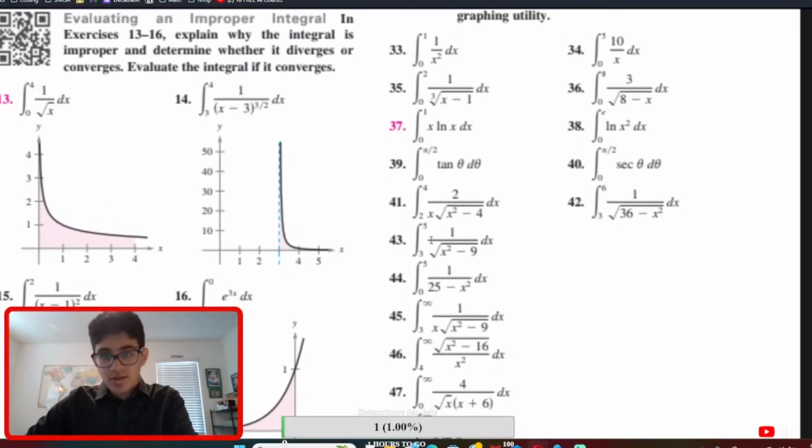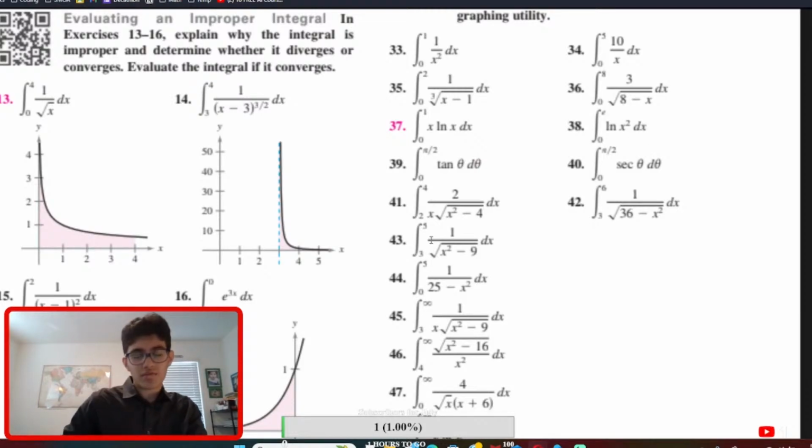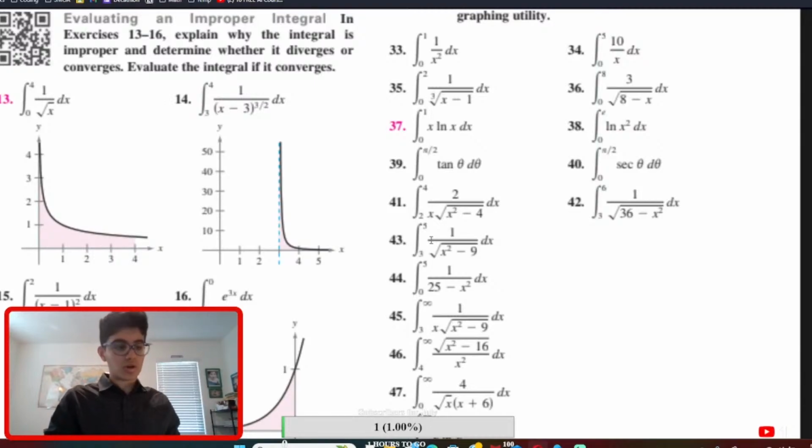1 over x squared. So the derivative of that will be negative 2 over x cubed. You can take all that stuff out. Basically, you just plug in 1 over x cubed, right? That's the key part of it. At 1, it's defined. At 0, it goes off to infinity. So the first one is improper. It diverges.